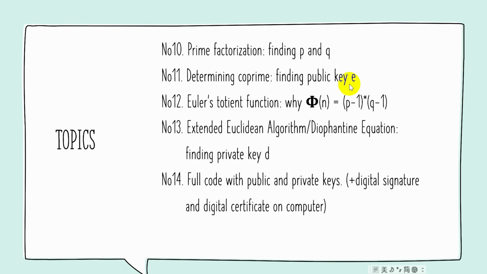So here are the topics for the future. In meeting 10, we're going to do prime factorization, finding P and Q. Number 11, determining coprime to find the public key E. Number 12 is Euler's totient function. Number 13 is the extended Euclidean algorithm, or the Diophantine equation, to find the private key D. And for the 14th meeting, we're going to do the full code with the public and private keys. Also, we're going to find the digital signature and digital certificate on the computer, which is not part of the code.